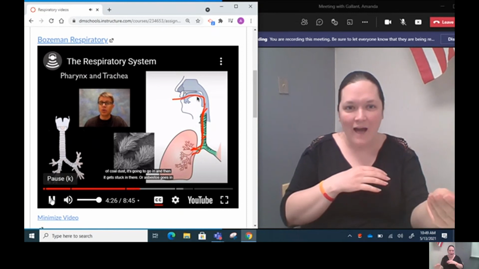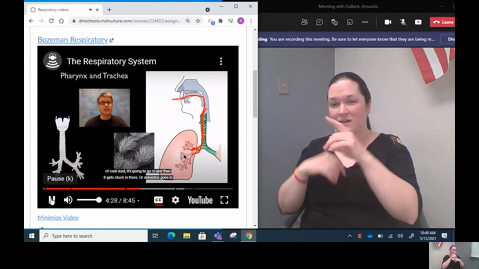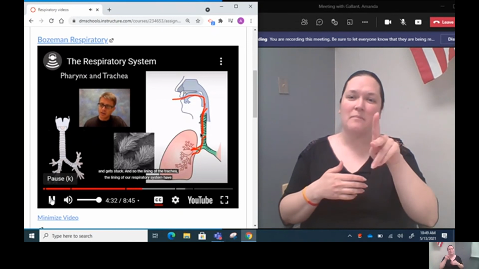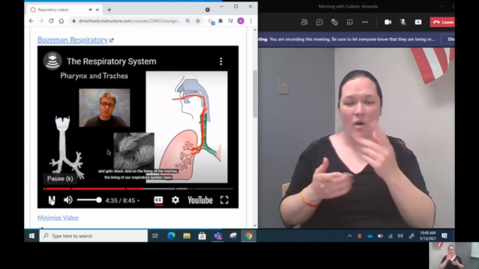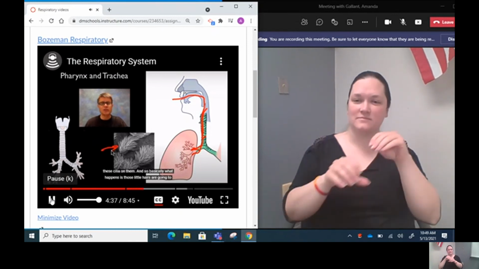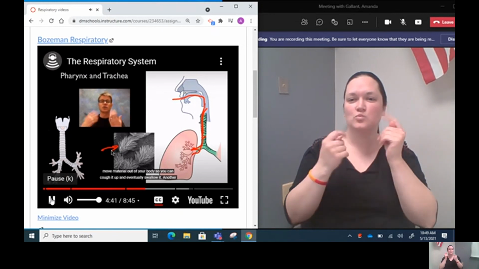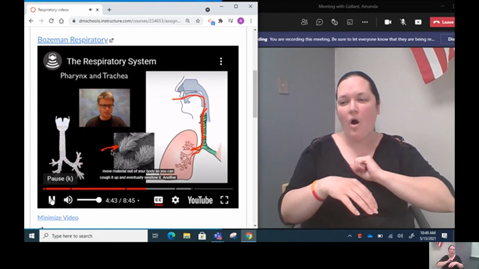And so if you breathe a lot of coal dust, it's going to go in, and then it gets stuck in there. Or asbestos goes in and gets stuck. And so the lining of the trachea, lining of our respiratory system, has these cilia on them. And so basically what happens is those little hairs are going to move material out of your body so you can cough it up and eventually swallow it.